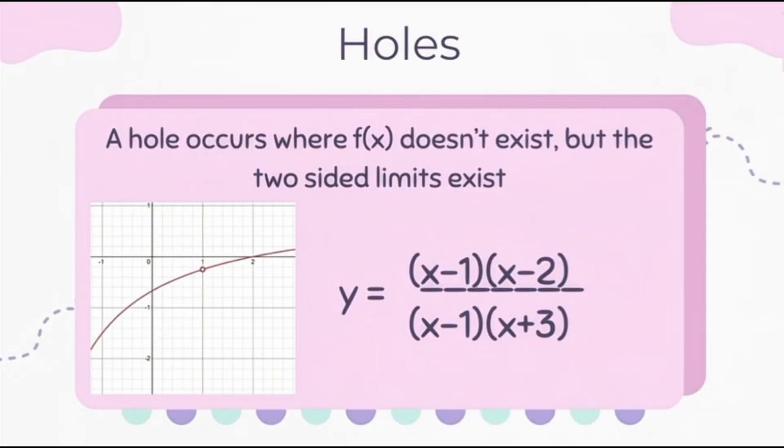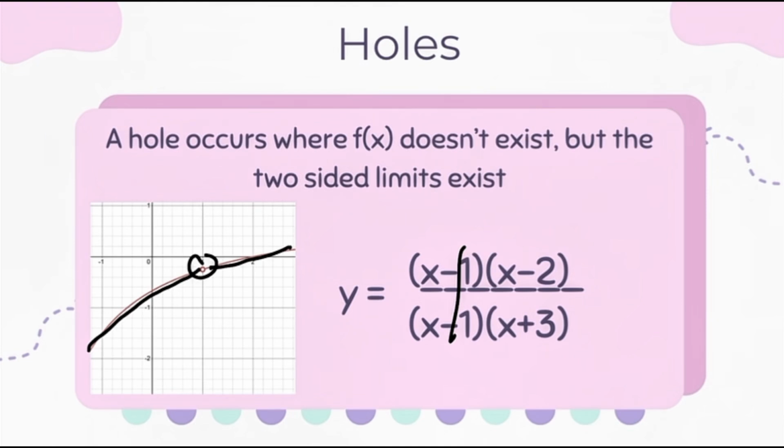Okay, something that might seem confusing at first is the concept of holes, because a hole occurs where f of x doesn't exist, but the limits on both sides exist. So this is a graph. This is an example of a hole, where the limit approaches but the value doesn't exist. And this happens when there's a common factor on the numerator and denominator. And you can cancel this out to find the value of the y coordinate of the hole.